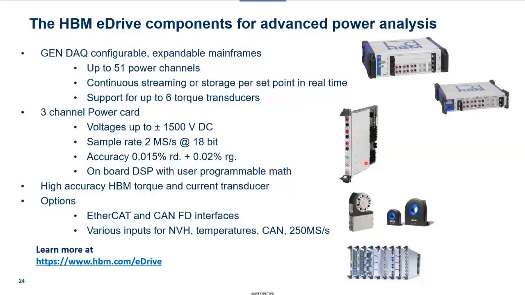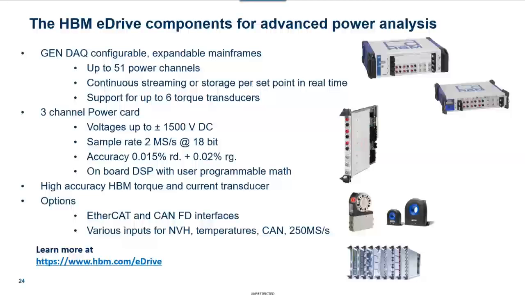The module supports up to 2 megasamples per second sample rate with an 18-bit digitizer, and has a typical power accuracy of 0.015% of reading and 0.02% of range. The beautiful thing about this card is it has an onboard DSP where you're getting all those real-time power calculations processed, but you also have access to that DSP to create your own calculations and get that information in real time from the system.